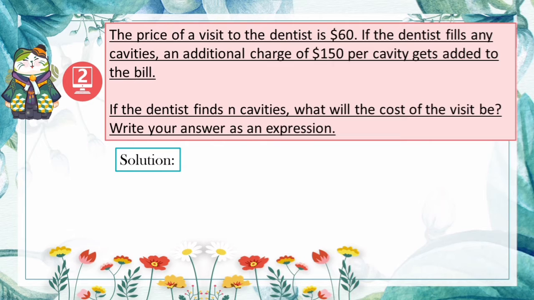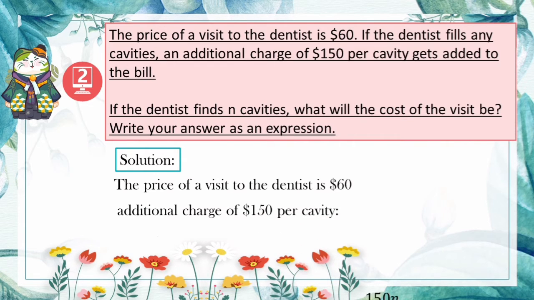So we are talking about the cost of the visit. You are going to spend $60 no matter what, and then you are going to get an additional charge of $150 per cavity. The expression is 150 times n.